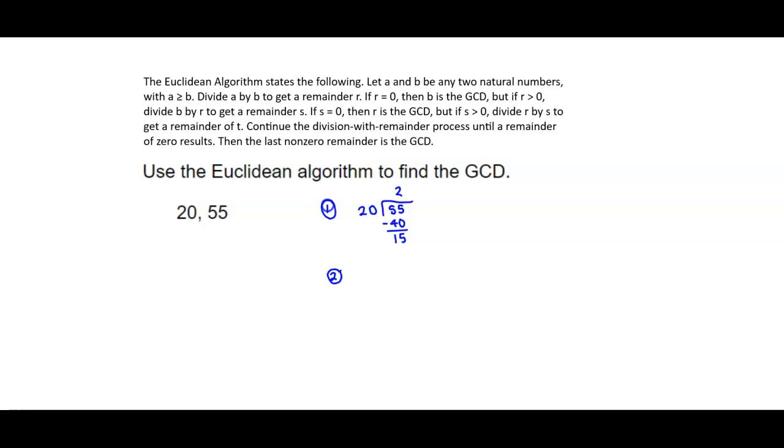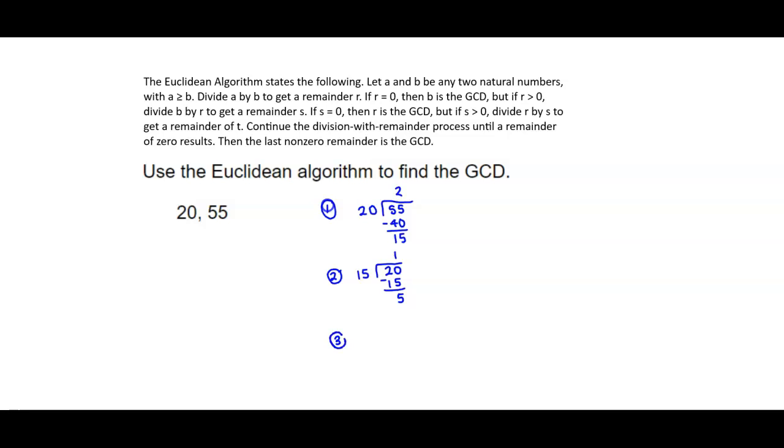So now we're going to use the remainder here, 15, and now we're going to divide that into the divisor of 20. Now how many times is 15 going to 20? Well, the answer is once. 1 times 15 is 15. If we subtract, we get a remainder of 5. Now again, because we don't get a remainder of 0, we're going to have to continue the same procedure.